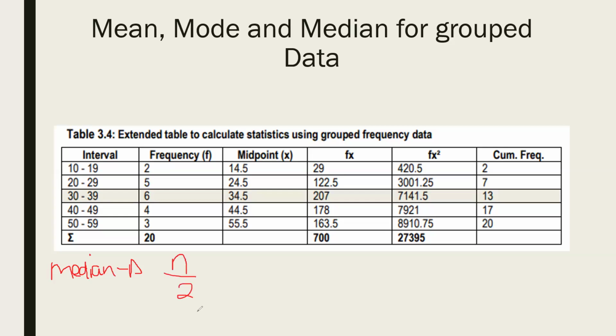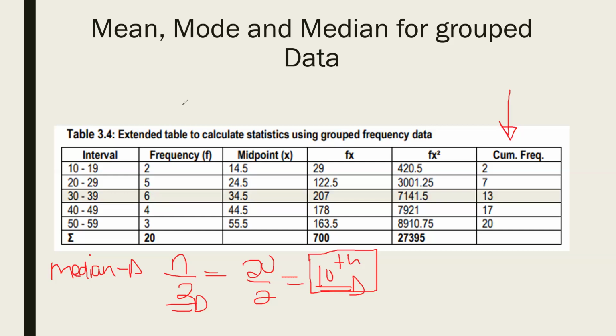How you calculate the median here is different from how we calculate the median on ungrouped data. The median value is n over 2. In this case, it's 20 over 2, and then you get the 10th position. So how do you find the 10th position here? I will need your undivided attention. We want to find which class the 10th position falls into. So how do you check? You use these two columns here, the frequency and the cumulative frequency.